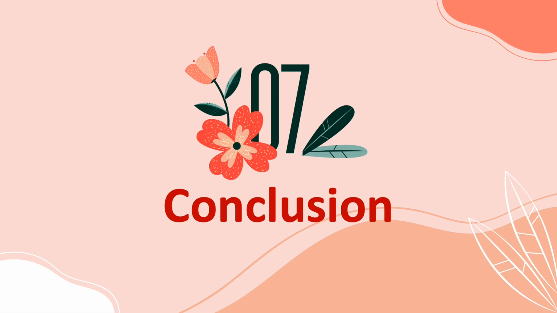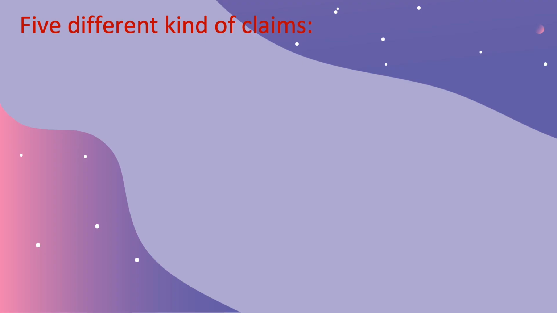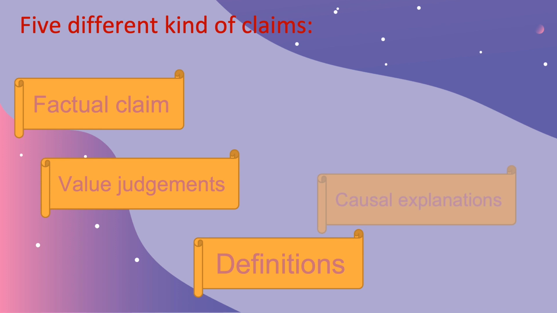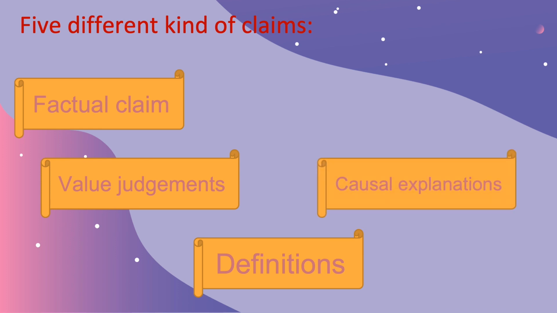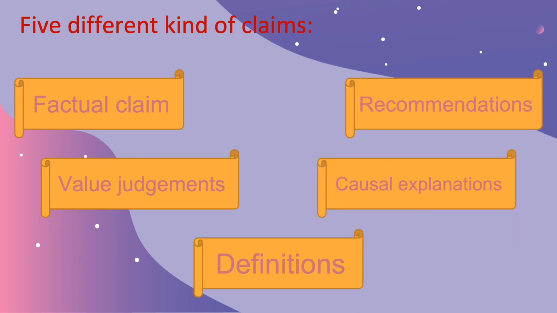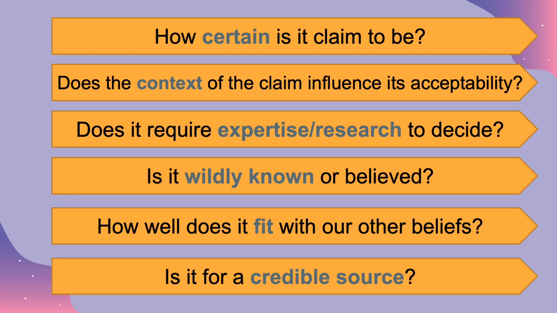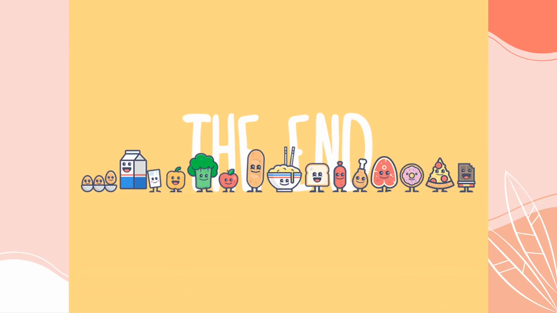So, in conclusion, there are 5 different kinds of claims. The first one is factual claim, and then value judgment. The next one is definition. The fourth one is causal explanation, and the last one is recommendation. We also pointed out their differences and how to recognize them. So in order to judge something clearly and fairly, these are some of the questions for deciding whether a claim is acceptable or not. And that's the end of our video.